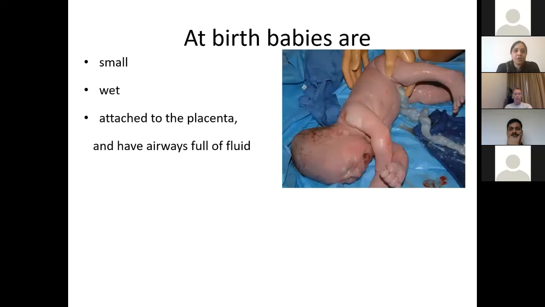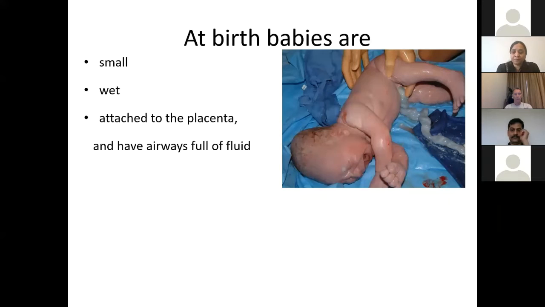So as we know, at birth, babies are small, they're wet, and they are attached to the placenta, and their airways are still full of fluid. So this is a point where the baby is taking a breath, opening up their lungs, and transitioning from a fetal to a baby circulation.